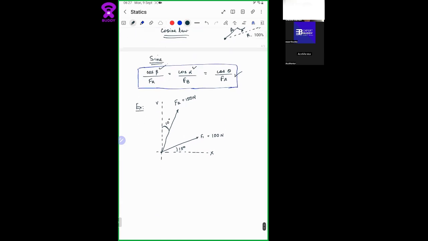Okay, so what we're going to do here. So there is an x-axis, y-axis. Okay, so we're gonna use the triangle law, cosine law. So I put F1 here. Just a second. I put F1 here. Okay, then I put F2 here.